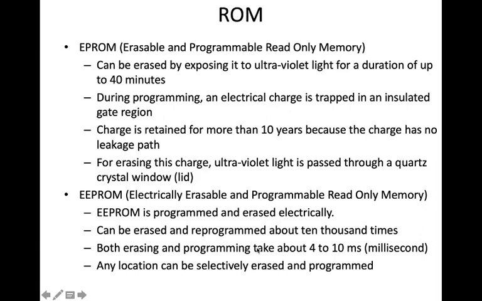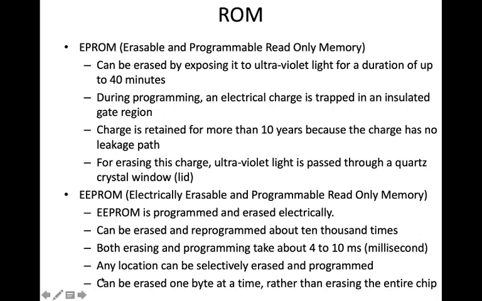If you want to delete only some portions of the EEPROM, it is also possible. So if you want to delete this 530 location, it can be deleted by using this EEPROM. It can be erased one byte at a time rather than erasing the entire chip. So each byte can be erased separately. That is the advantage of EEPROM.